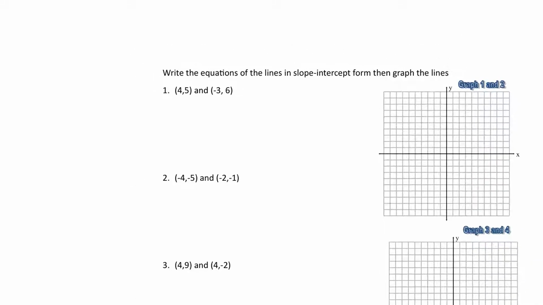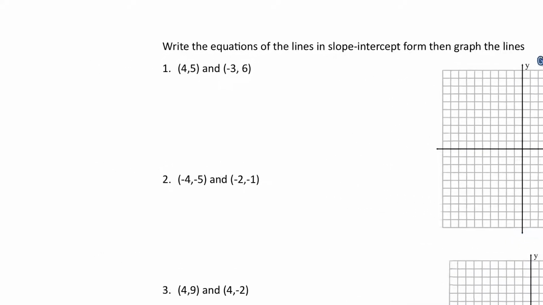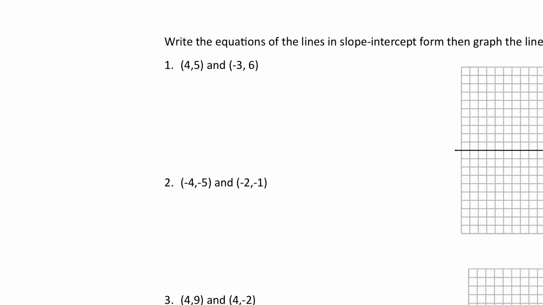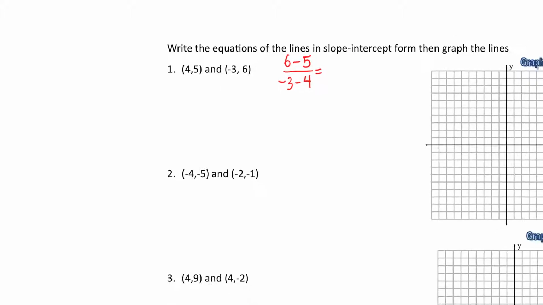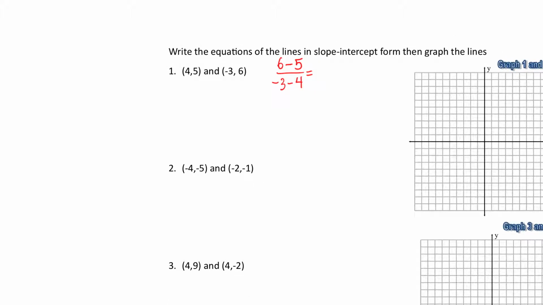Okay, so we're going to do the same thing here on number 1. So let's find the slope real quick. What's the y2 value? 6 minus the y1 of what? 5 over x2, negative 3, minus x1. So 6 minus 5 over negative 3 minus 4, what is that?